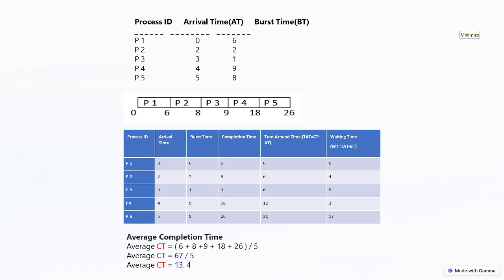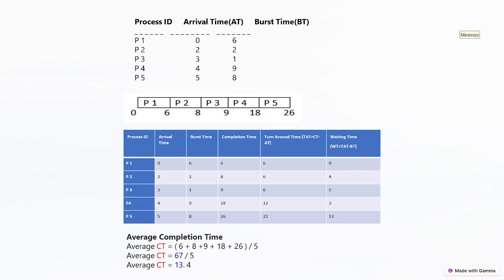Then 6 is the start time for P2. The burst time of P2 is 2, so 6 plus 2 is 8. So 8 is the completion time of process P2. Then 8 is the start time for P3. The burst time of P3 is 1, so 8 plus 1 is 9. So 9 is the completion time of process P3.